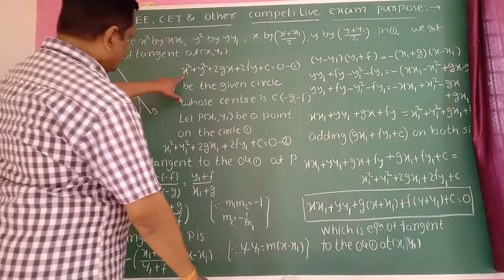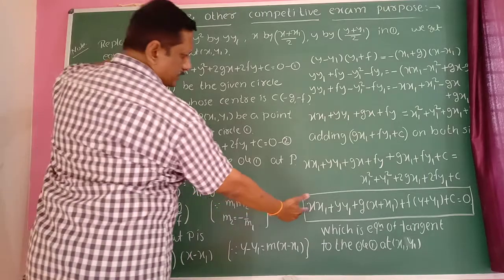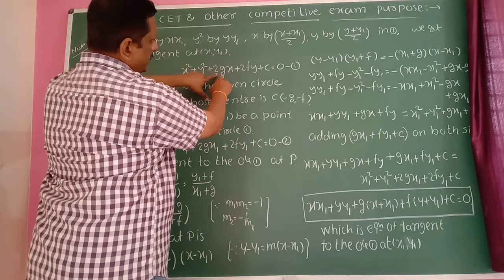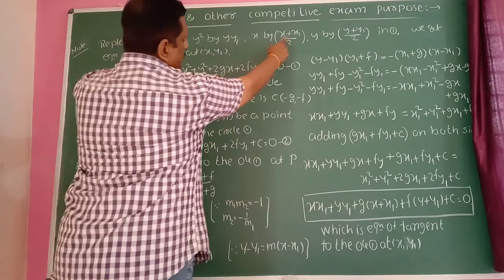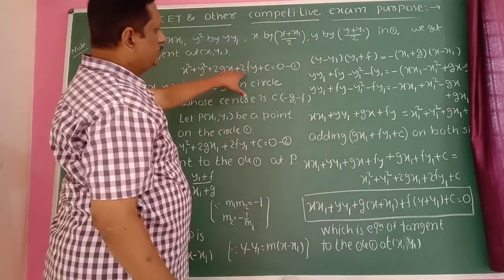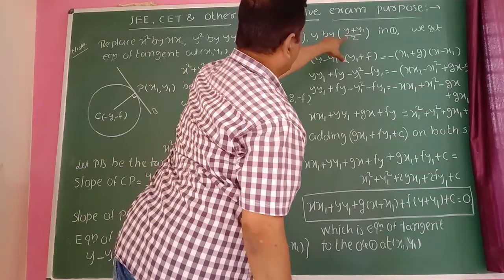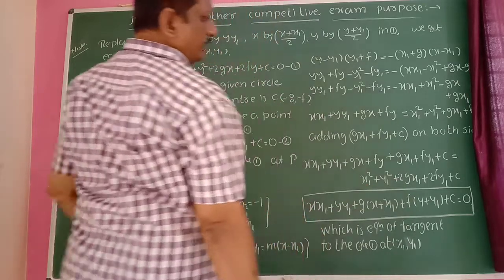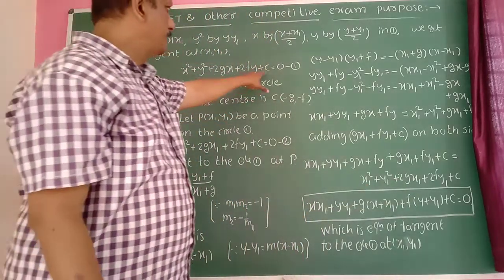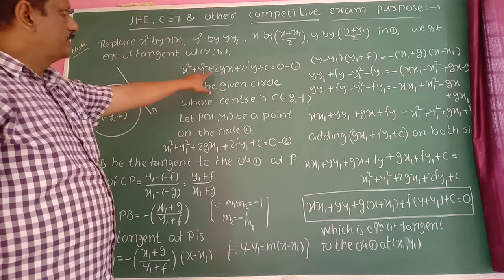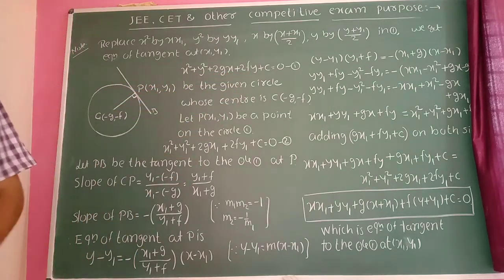Just replace x square by x1, replacing y square by y1. Then 2 into g, replace this x by x plus x1 by 2. This 2 cancels, we get this result. Then 2f into y, replace y by y plus y1 by 2. This 2 cancels, so we get f into y plus y1, and plus c stays as it is. This gives the equation of tangent to the circle x square plus y square plus 2gx plus 2fy plus c is equal to 0.